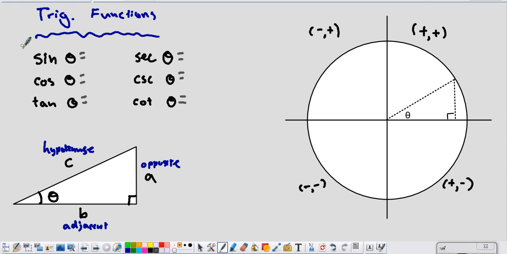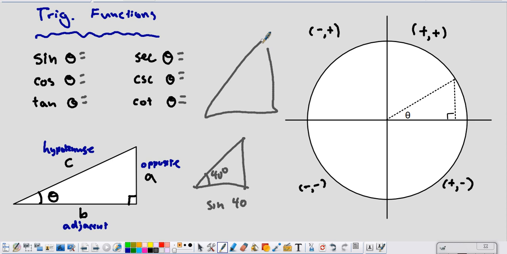So if I made a random triangle and said that this was 40 degrees, the sine of 40 degrees, no matter how big this triangle is, it could be this small, it could be this huge, 40 degrees. Both of them have the same sine of this angle. The proportion of the sides of the triangles are always going to be the exact same thing.